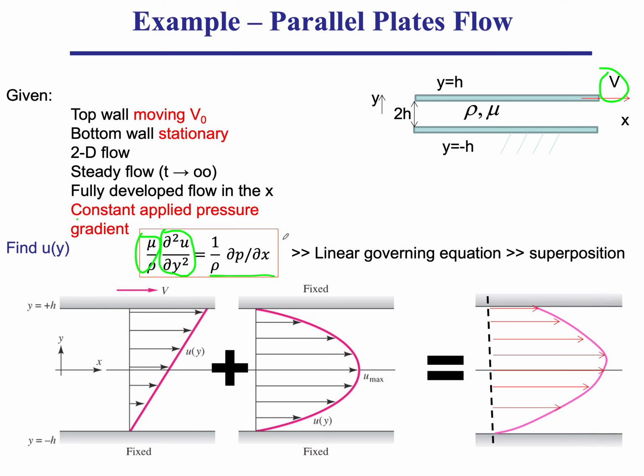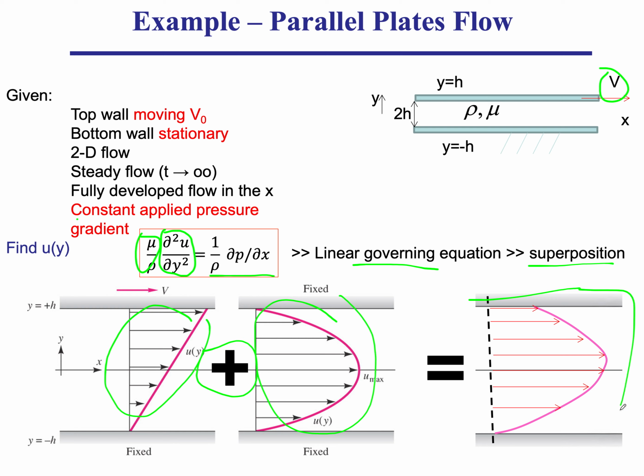So if you have a linear partial differential equation and you find solution A, which is this one, and you find solution B, which is this one, then we can implement the superposition principle, which says that if solution A satisfies my governing equation and solution B satisfies my governing equation, then the sum of the two solutions actually satisfies my governing equation. So all you need to do is just go back, sum the linear profile to the parabolic profile, and we don't really have to solve for it again. That's a beautiful property of linear equations.